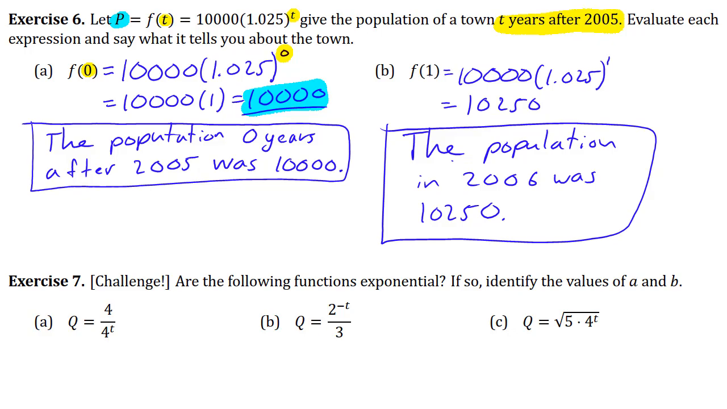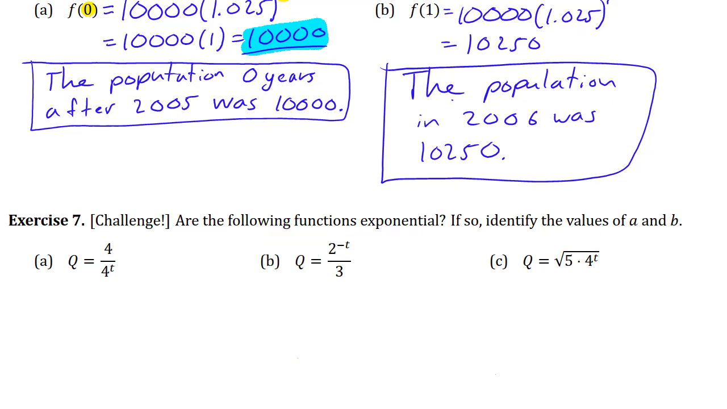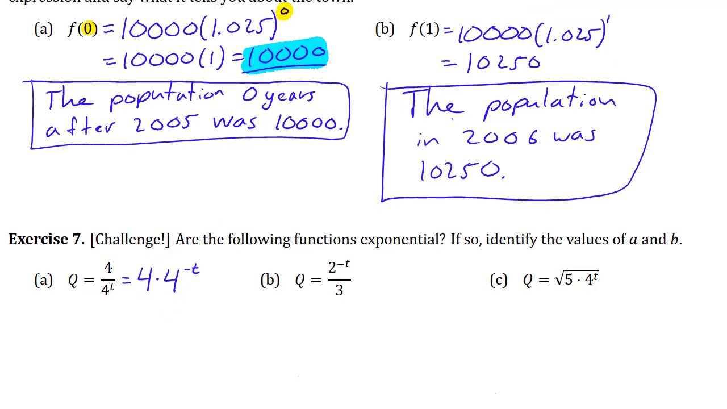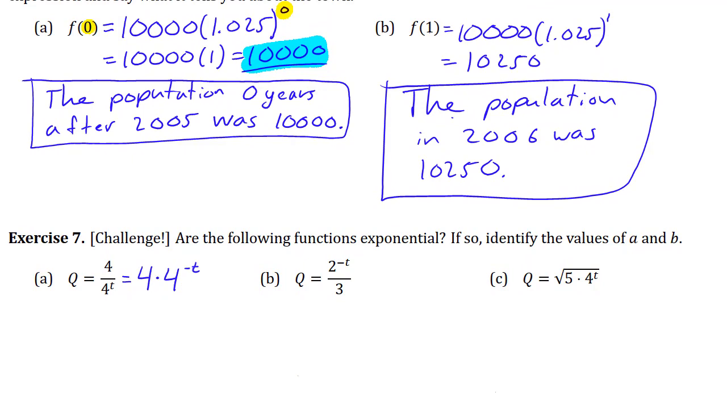And let's see. So which ones are exponential? And if so, identify a and b. So the trick here is this can be written as 4 times 4 to the power negative t. That's what a negative exponent means. Right now, it's not exactly exponential. We want it to be a times b to the power t. And this doesn't just have the power t, it has the power negative t.